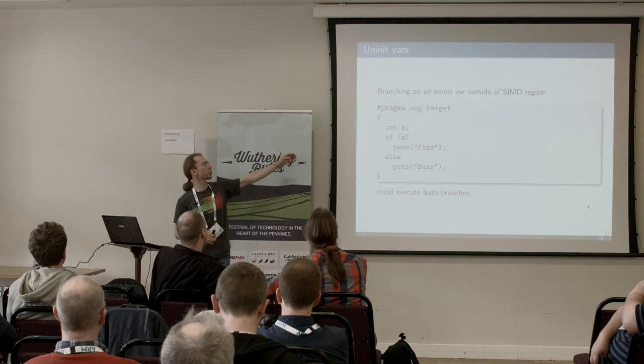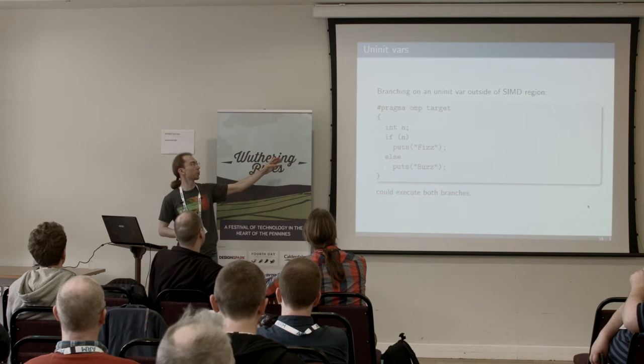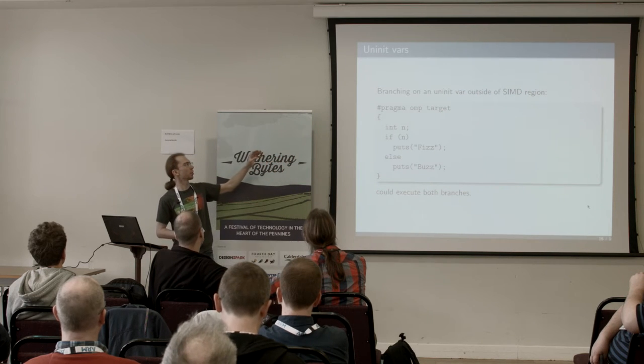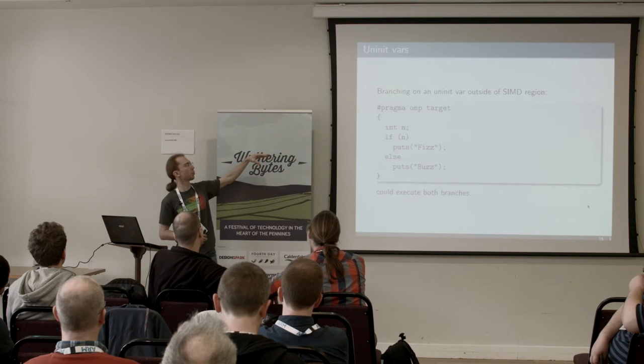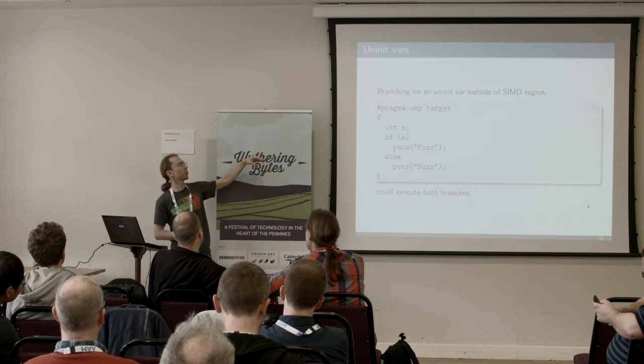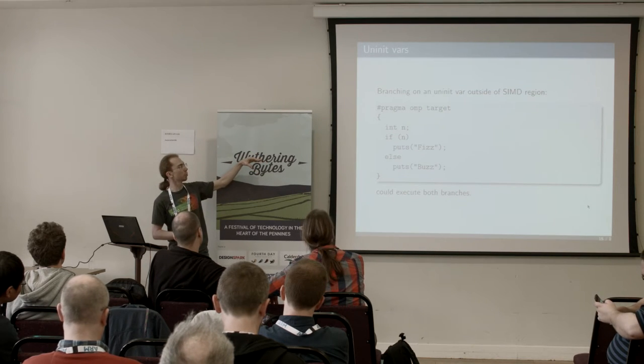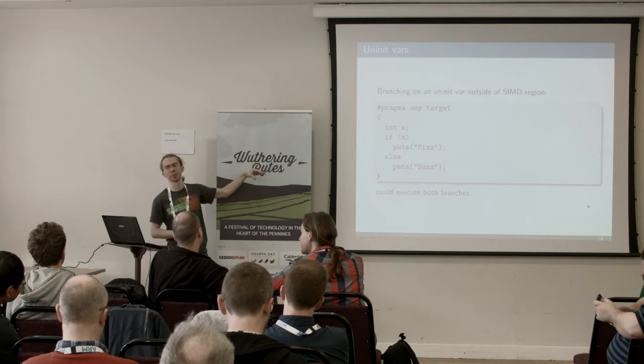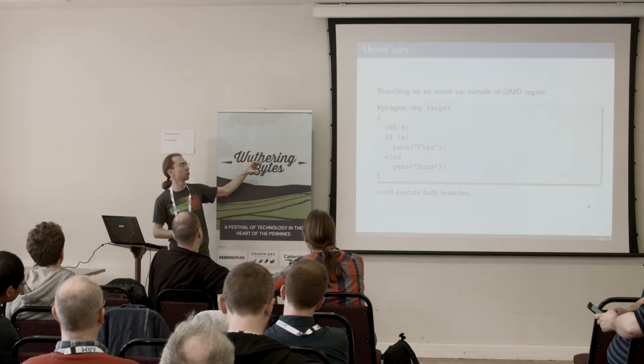Okay, sorry. So the question was, since this is undefined behavior, why do we care? And the answer is, if this region extended with just a single statement that takes the address of n formally, then it ceases to be undefined behavior. It becomes defined behavior with an indeterminate value of n. So it should execute just one branch instead of potentially both of them.